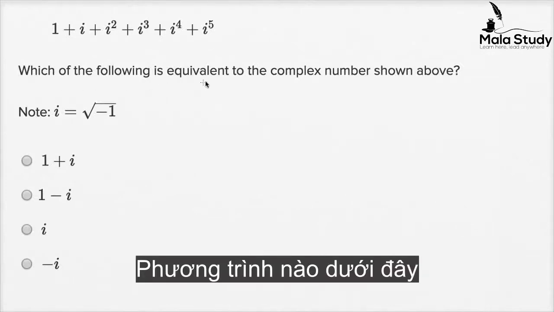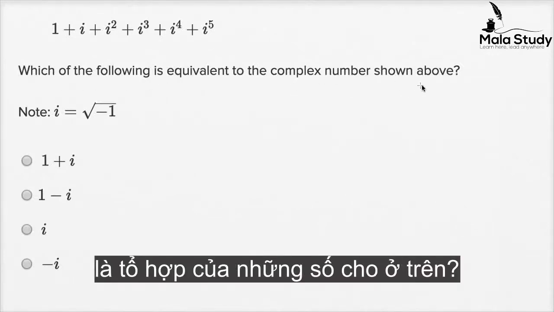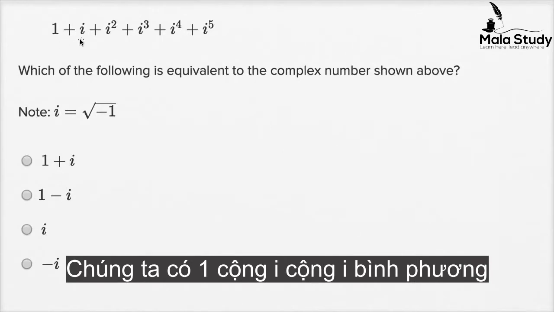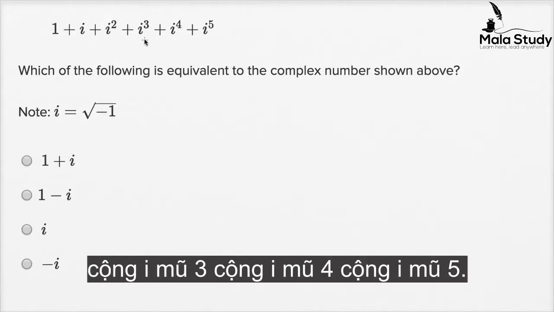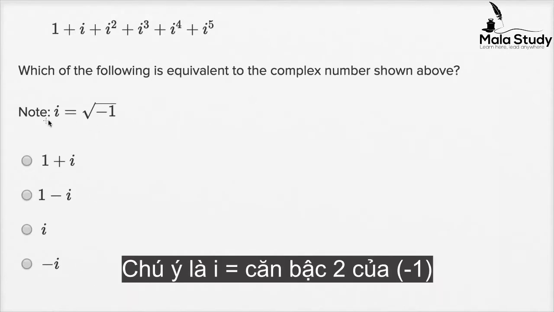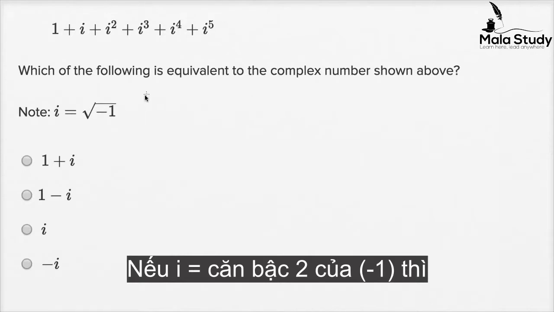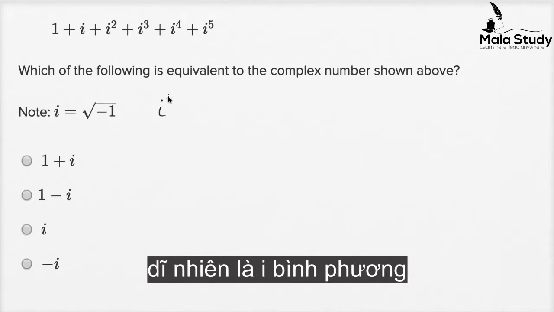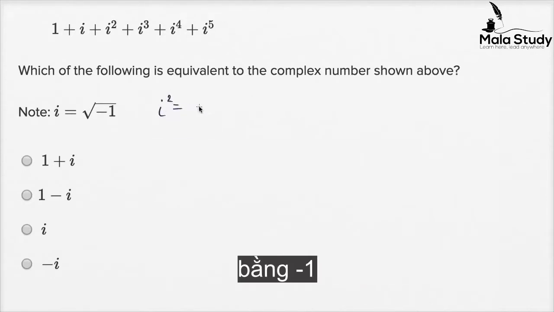Which of the following is equivalent to the complex number shown above? We have 1 plus i squared plus i to the third plus i to the fourth plus i to the fifth. And they remind us, note, i is equal to the square root of negative 1. And if i is equal to the square root of negative 1, that of course means that i squared is equal to negative 1. But I'll give a quick review.